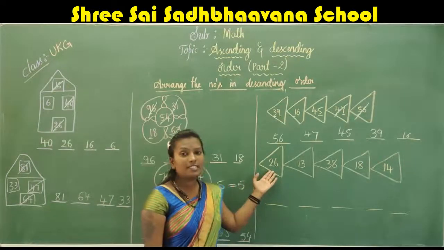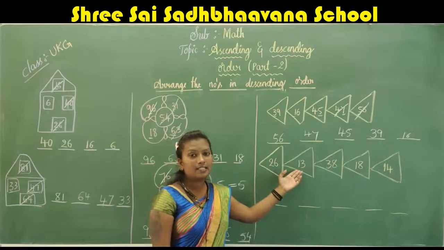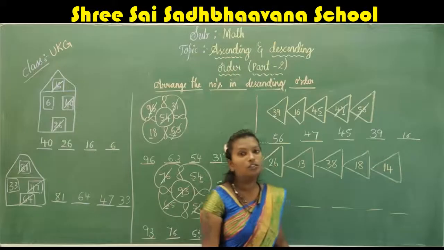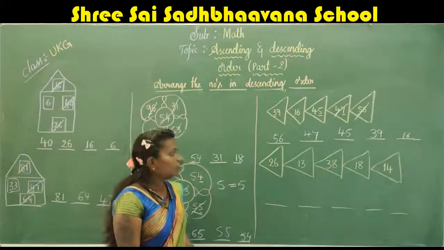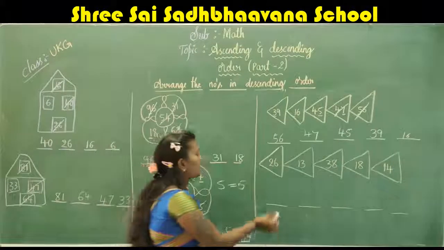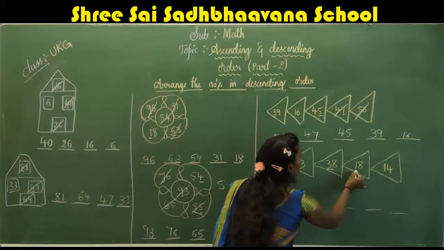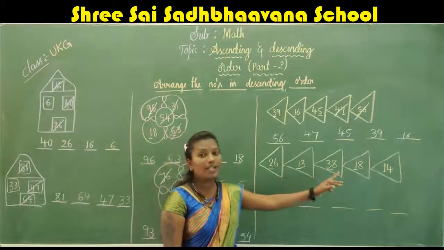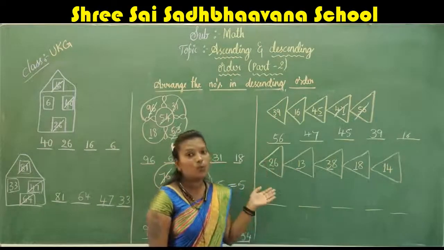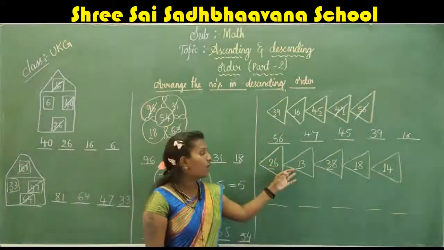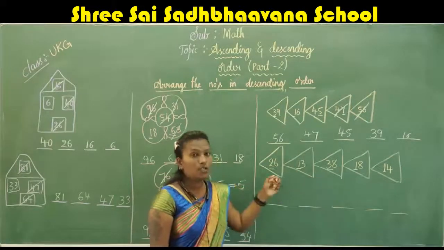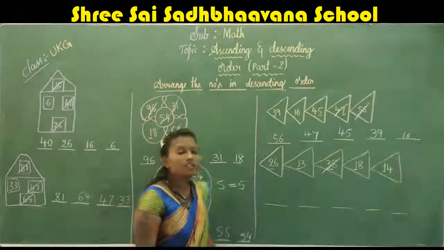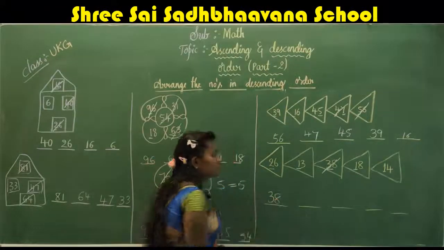So here, what numbers are these? Yes, these are 26, 30, 38, 18 and 14. So here, now let me observe the tens place numbers. So 2, 1, 3, 1, 1. So 1 is equal to 1. So 2 is bigger than 1. 2 is smaller than 3. So 3 is bigger than 2 and 1. So 38 is the biggest number. That number we have to write in the first place.